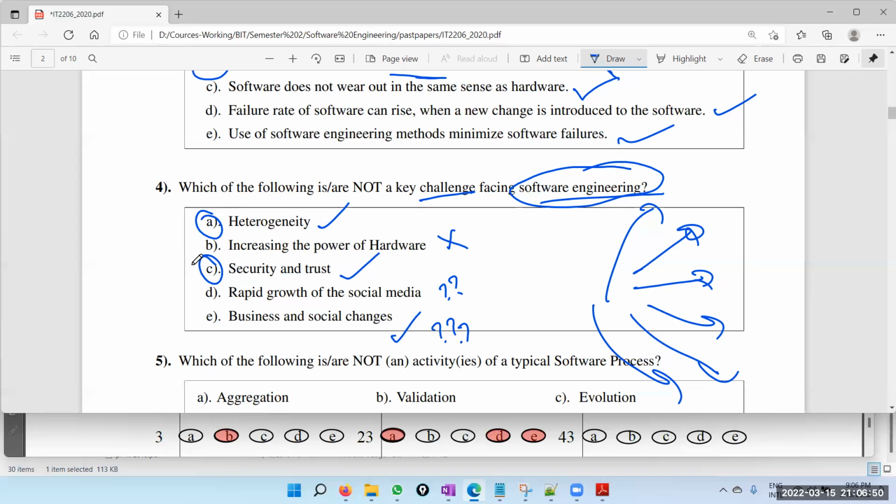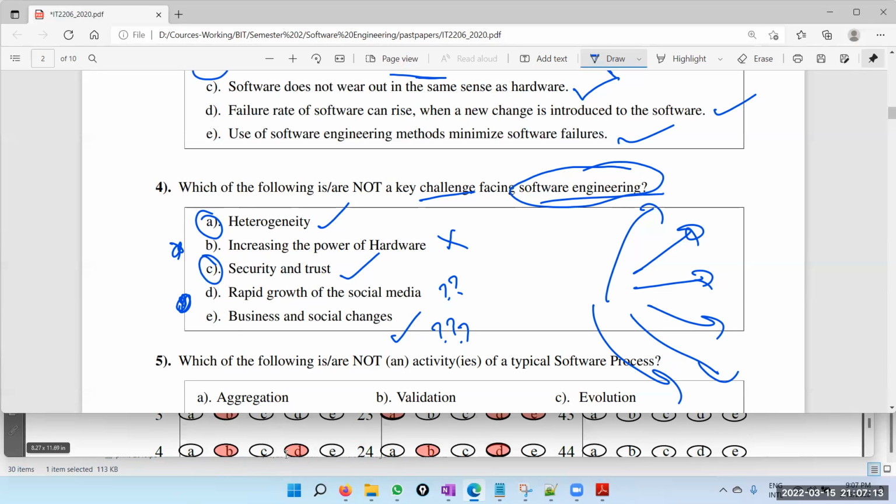So therefore, anyway, I will go for A, C, and E, but I'm pretty sure about A and C. Okay. Not A, not key challenges: B and D. Maybe the examiner might consider E also, but I will go for B and D. Fourth, yes, B and D only. So the examiner has not taken business and social challenges. They are challenging. Right. 5.